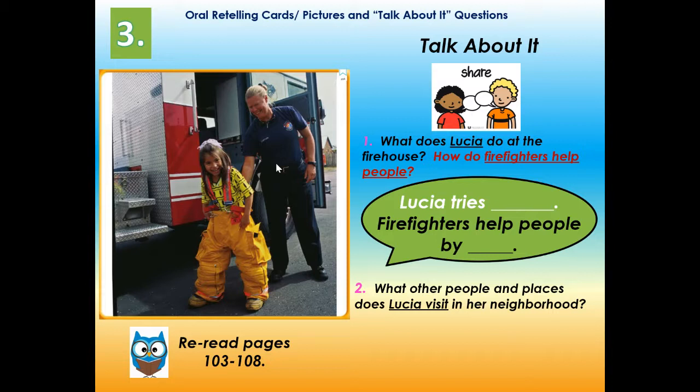Well, you can tell by the picture, Lucia tries on pants that firefighters wear, but they're way too big for her, and that's why she's smiling and laughing. Firefighters help people by going to houses or buildings that are on fire and they put fires out. They also help people if people get sick or injured. They come to your house and they work like emergency medical technicians and they'll come in and get you and make sure that you get to the hospital safely.